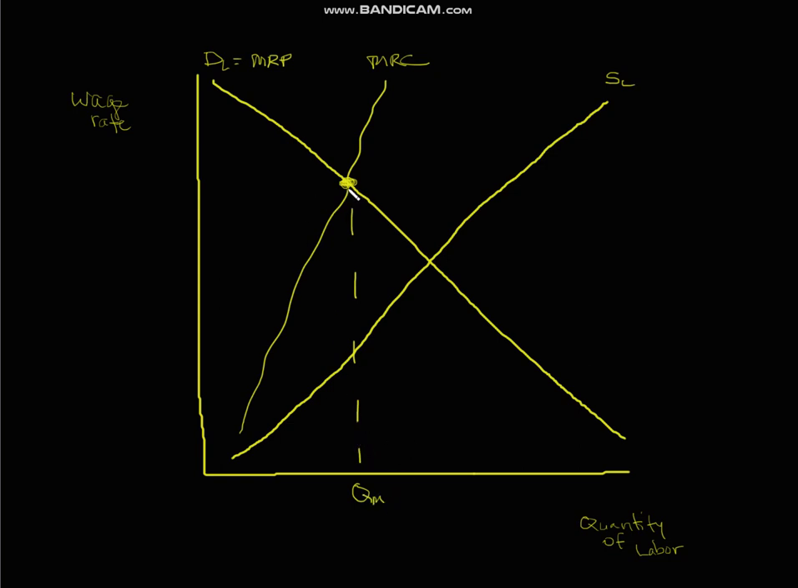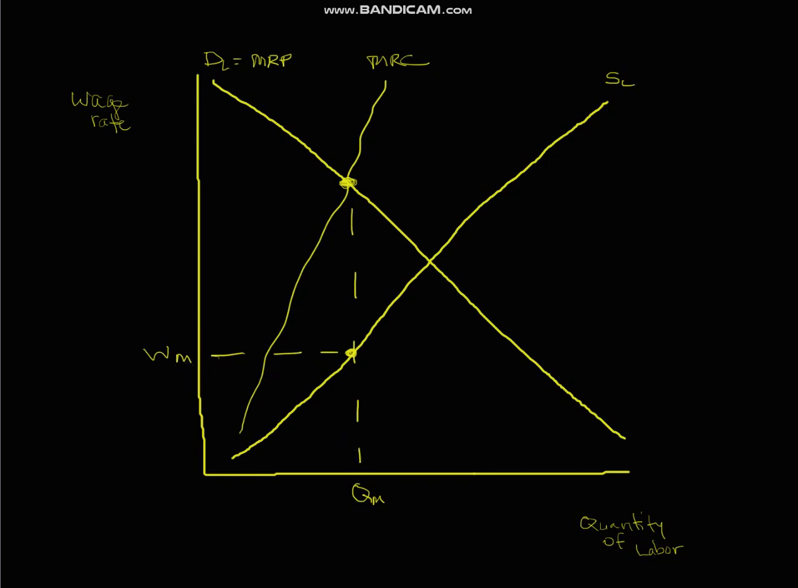Now the wage rate: you go from this point where MRC equals MRP down to the supply curve and then over. This is how you determine the wage rate for a monopsonist. And so they will produce at WM and QM.